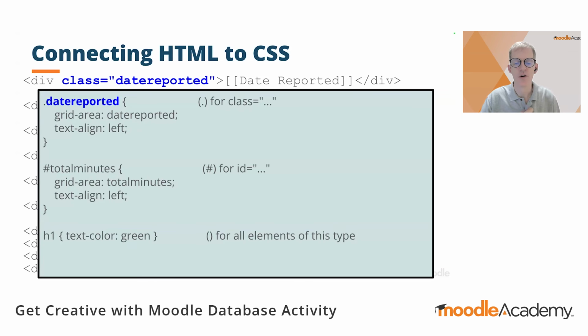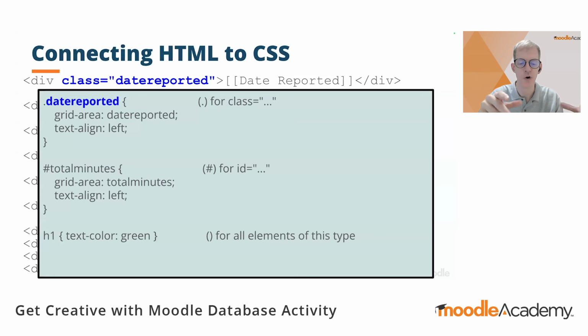Okay. It's also useful to know that the hashtag is for elements with an ID identifier. So the period is for the class and the hashtag is for the ID. If there is neither a period or a hash, then any HTML element matching will be acted upon. So in this example, all the H1 tagged elements would have a text color of green.